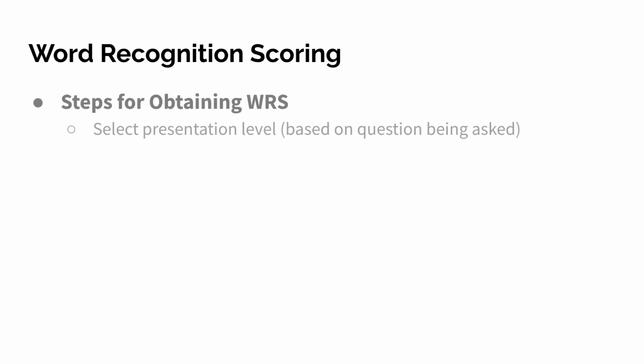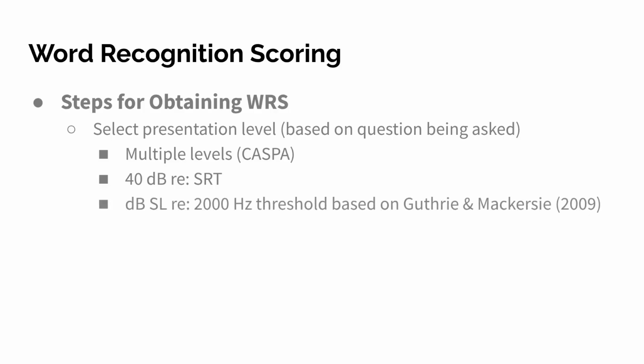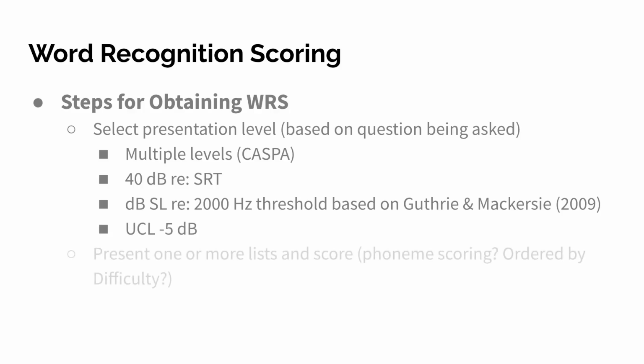So, steps for obtaining word recognition scores: select the presentation level based on the question being asked. If you're using the CASPA, you can use multiple levels. You can use 40 dB re SRT for normal hearing and conductive impairment. You can use the 25 dB SL re 2000 Hz threshold method for thresholds up to 75 dB HL. Other than that, for higher levels, use UCL minus 5.